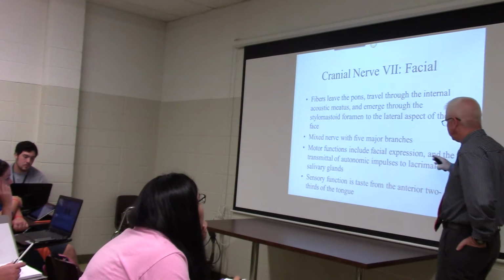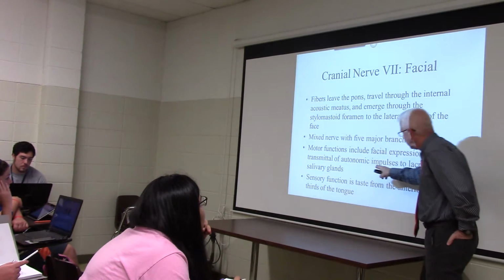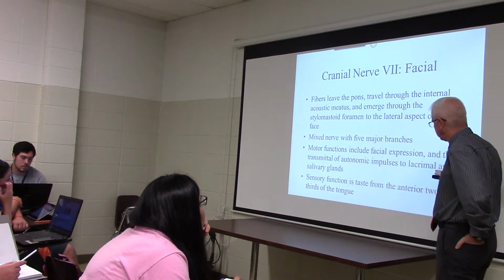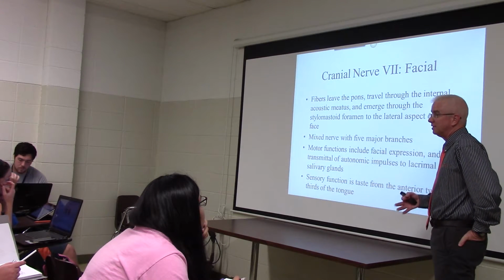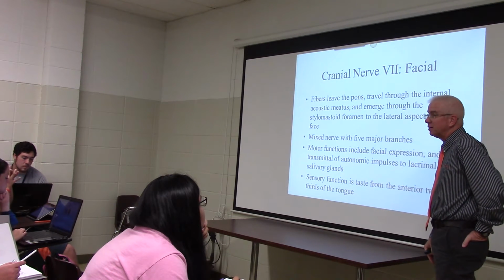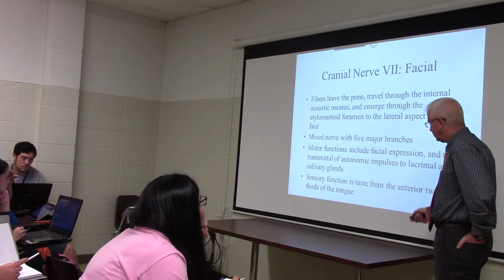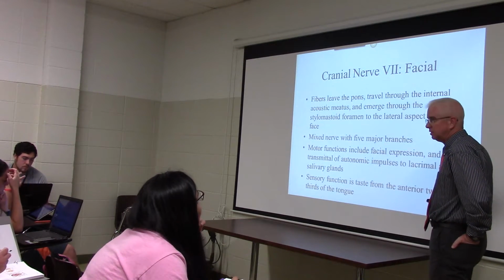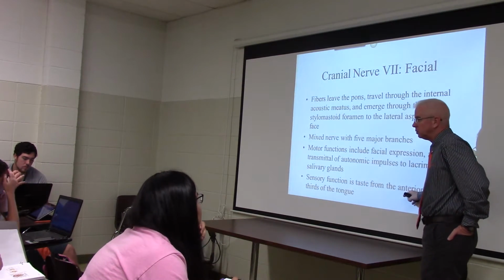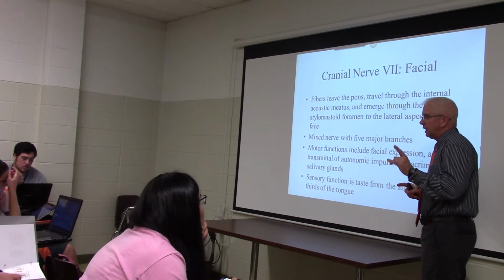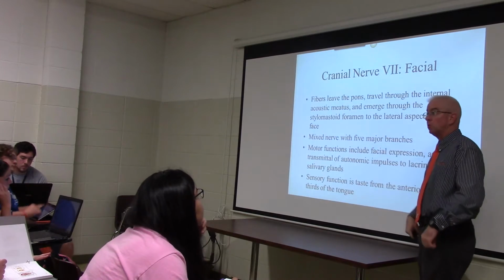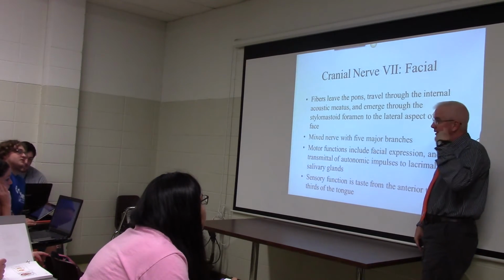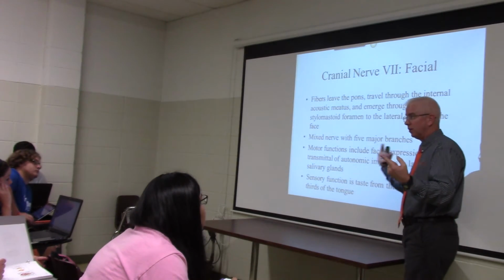Motor functions include facial expression and the transmission of autonomic impulses to the lacrimal and salivary glands. That's not good enough. There are 3 sets of salivary glands, and they're not all innervated by 7. So the sensory function comes from the anterior 2/3 of the tongue. This I also mentioned just a moment ago. If it carries somatic motor and autonomic motor, then I'm going to expect it to carry somatic sensory and autonomic sensory.